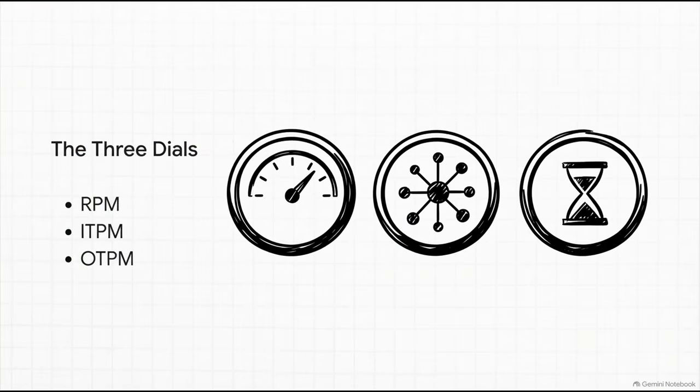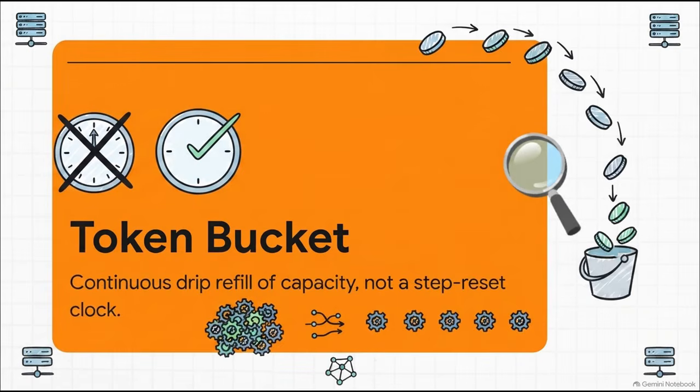Moving on to Part 2, 3 dimensions of limits, understanding Claude's quotas. So there are 3 main dials at play here: requests per minute, input tokens per minute, and output tokens per minute. The absolutely crucial thing to remember is that the API enforces all 3 of these dimensions simultaneously. That means your app can hit any one of them independently, which triggers a block even if your other 2 dials are totally fine.